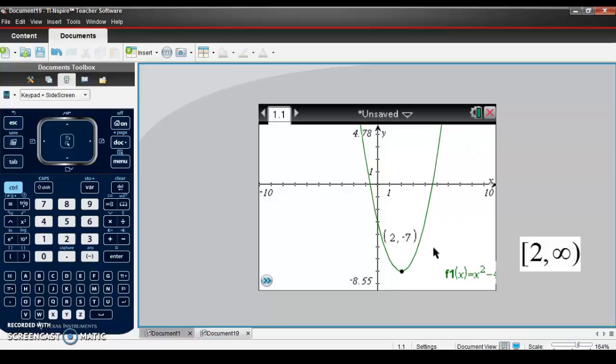Now, around what interval is it decreasing? Well, you can see over here, as we move from left to right, our y values are decreasing. So it's decreasing until we get to that x value of 2 again. So then we would say from -infinity to 2, that's where our graph is decreasing. So that would be the interval that we would use for a decreasing function. Well, that part of this function that's decreasing, I should say.